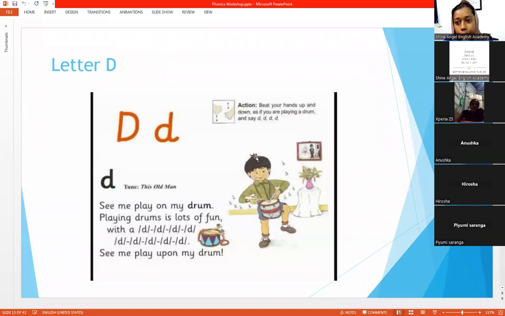You don't have to worry, the PDF will be shared to the group and everyone. Okay, you don't have to worry, I will be giving a PDF.